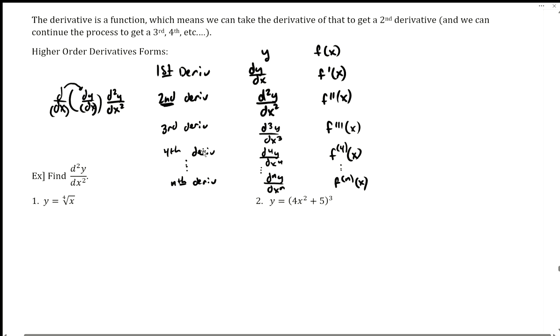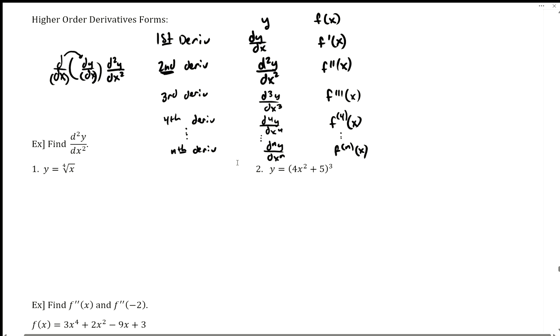So let's see this in action. We're going to find the second derivative of these problems. Just like any derivative, we want it in the correct form. So before we do anything, this one should be rewritten as x to the 1/4. Remember, the fourth root is the same as x to the 1/4. And then this is just the power rule. I'm going to do the first derivative, using the dy/dx notation, by bringing the power to the front and then subtracting 1 from the power.